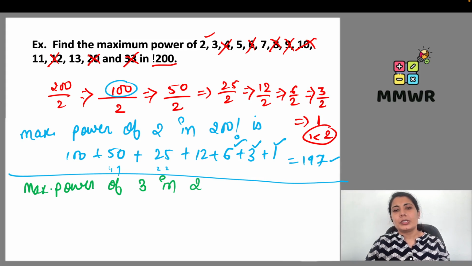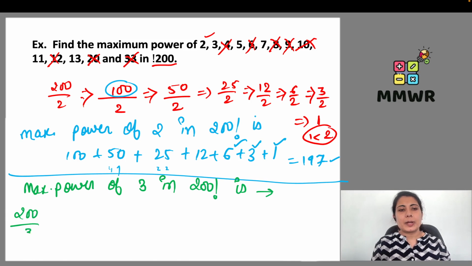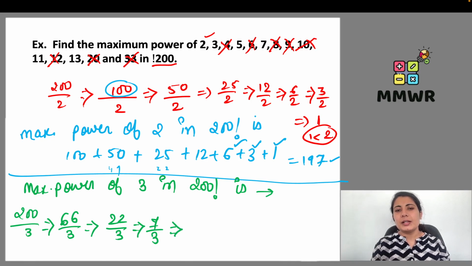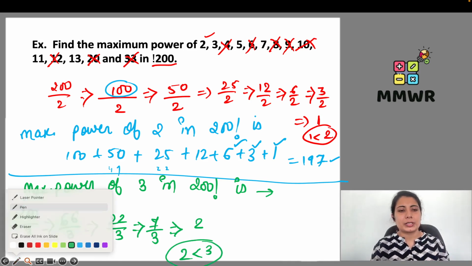Similarly, maximum power of 3 in 200 factorial, what will be the maximum power here? That we will be calculating. So 200 divided by 3: 3 5s are 15, 3 6s are 18, remainder 2, again 3 6s are 18. Then by 2, it is again divisible 22 times. Then by 3, 7 times. Then again by 3, 3 2s are 6. Now 2 we got, and 2 will not be divisible by 3. So we'll stop the division here itself.